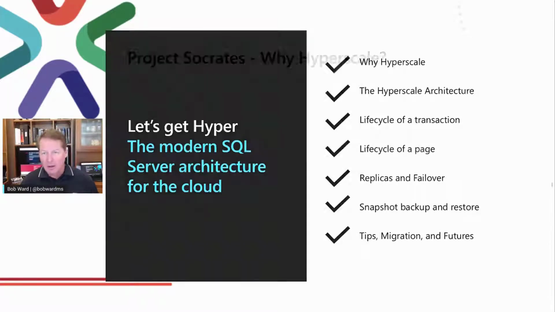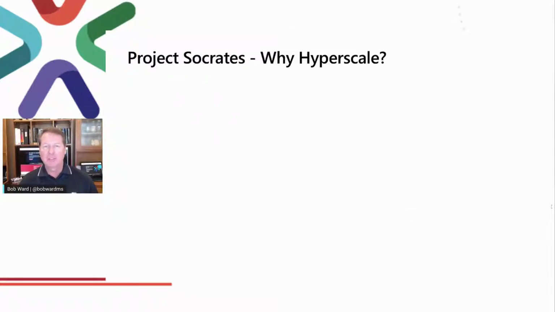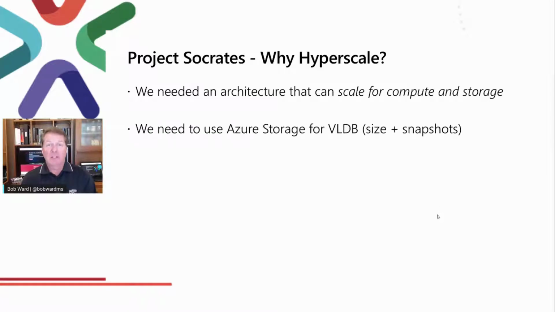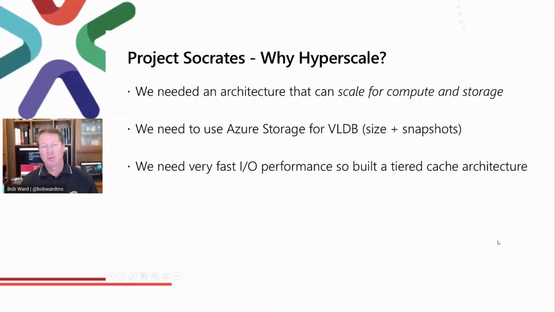So let's start by looking at why we built hyperscale, which we call Project Socrates. So first of all, we needed an architecture in Azure SQL, different than we'd built before, for scaling compute and storage. And one of the things we discovered we needed to do, in order to support really large databases, we need to put the databases in Azure Storage and allow us to do things like snapshot backups. Well, Azure Storage is great, but to get true I/O performance for our customers, we had to build kind of a tiered caching architecture as part of hyperscale, and you're going to see today what we mean by that.